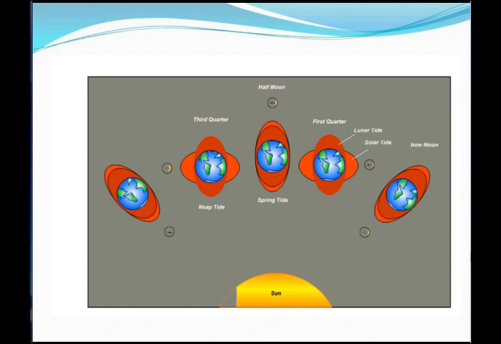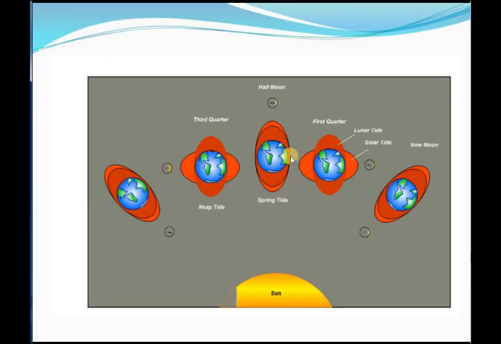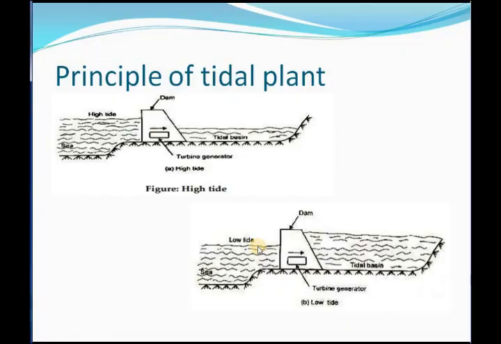So yes, the arrangement of the tides is explained here also: when it is at a 90 degrees angle, it will be a neap tide, and when it is in an aligned row, or when all the three are in the same line, it will be a spring tide. Okay, before moving on towards the principle of tidal plants, we will see how many types of tides there are.